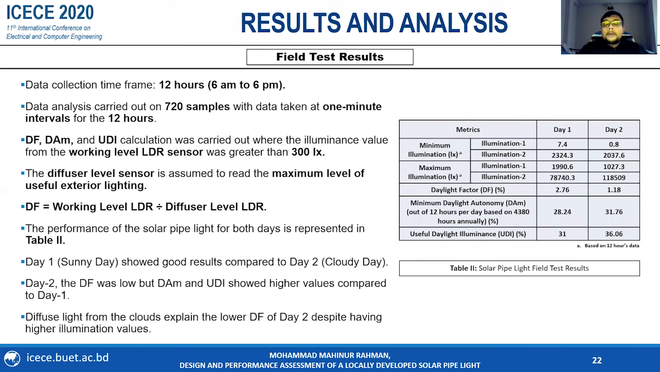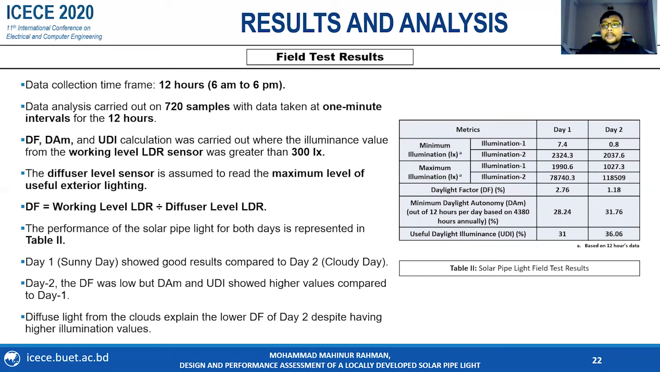And the data of analysis was for 12 hours, from 6 a.m. to 6 p.m. when sunlight is usually available. And for those 12 hours, we have taken 720 samples of data at 1 minute intervals. The daylight factor, minimum daylight autonomy, and useful daylight illuminance found from the field test is shown in table 2.